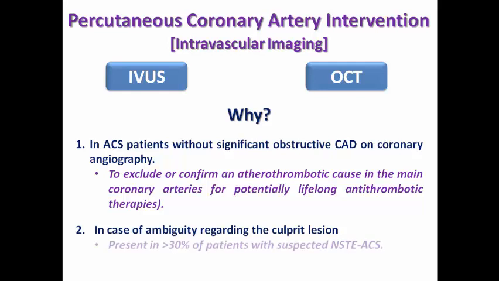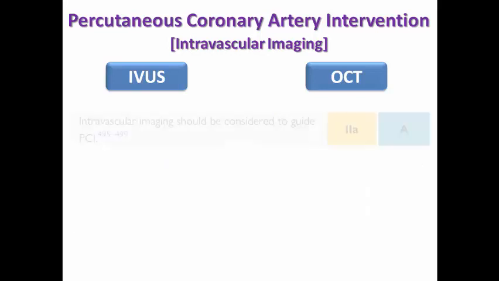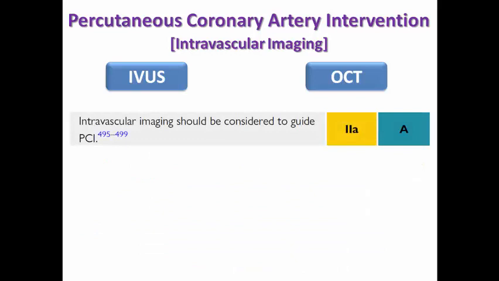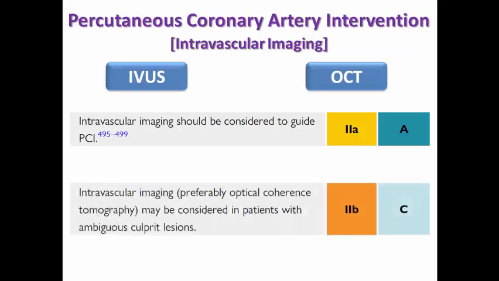What is the culprit lesion? In this case, ambiguity may be present in more than 30% of patients with suspected non-ST elevation acute coronary syndrome, and more than 10% of patients may have multiple culprit lesions. That's why IVUS and or OCT may help us to determine what is the culprit lesion. So there is a class 2A recommendation for intravascular imaging to guide PCI in acute coronary syndrome, and class 2B to use intravascular imaging, preferably OCT, in patients with ambiguous culprit lesion to determine which is the culprit vessel in order to undergo PCI for it.